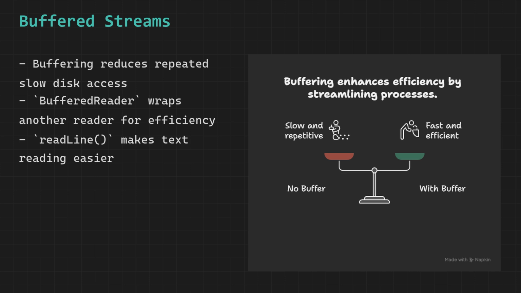You create a buffered stream by wrapping it around an existing stream. For example, you wrap a buffered reader around a file reader. The file reader still does the actual file reading, but the buffered reader sits in between and manages the buffering automatically. For text files, buffered reader is especially popular because it offers a very convenient method called readLine.